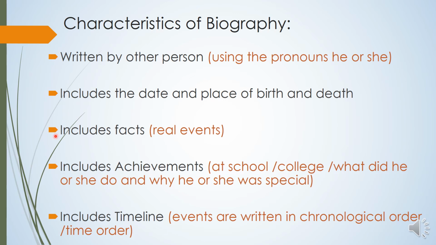It must include facts, which are the real events. A biography must include achievements or accomplishments of the person you are talking about, or the character you are talking about in your biography. So the achievements at school, at college, what did he or she do and why he or she was special. A biography must include a timeline, so the events are written in chronological order or time order.